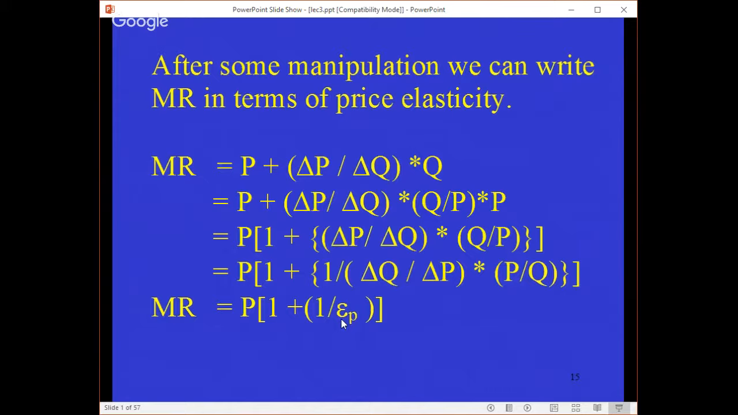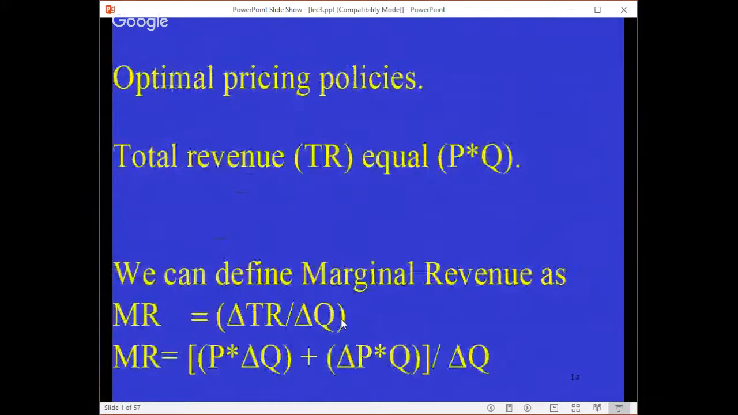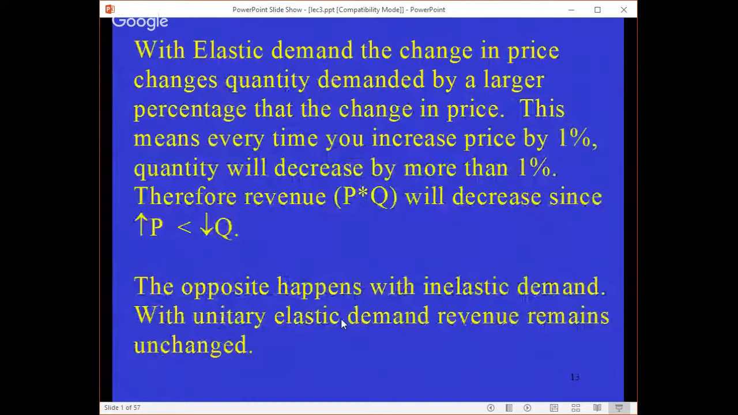What this tells us is that marginal revenue, that is the added revenue that I get from increasing the quantity that I produce or the quantity that I sell, is going to depend on the price times 1 plus 1 over my elasticity of demand. So my elasticity of demand, just like we did logically over here, affects your revenue. If I raise price or decrease price, that's going to affect my revenue.